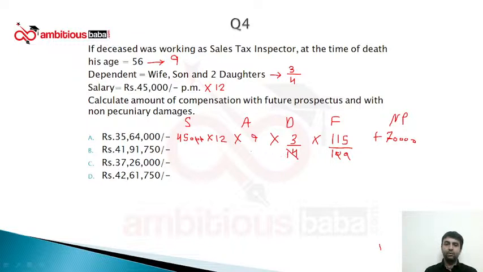Okay, 4, 1 and 3. You can do it your way. Okay, calculation, you can do it your way. So when we solve all this, we will get 41,91,750. Okay, and plus 70,000 you have to add for non-pecuniary. So you will get the answer as 42,61,750. Correct. So the correct answer will be option D.